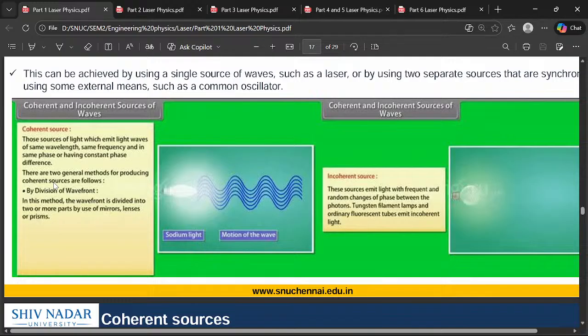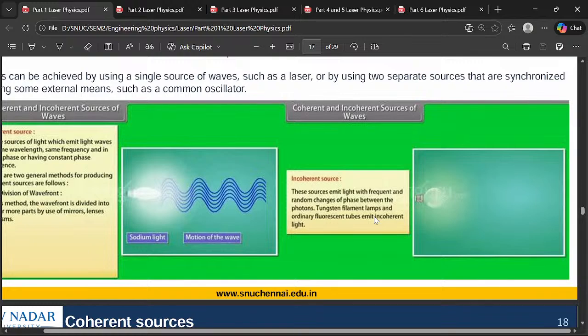do not cancel out each other, so they can travel out for a maximum distance. But when it is an incoherent source, the phase difference of the waves does not match, and they can cancel out within a given time.